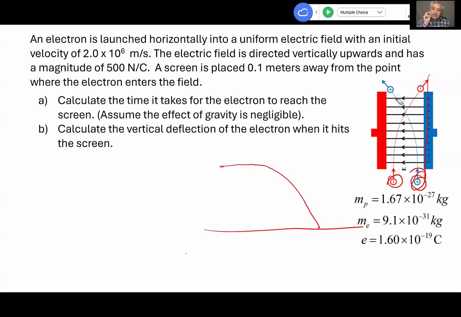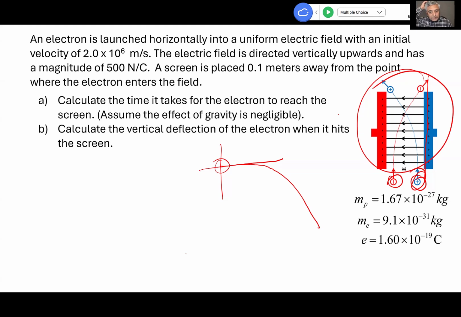So when we threw a rock in the air, the path looked something like this. And we said, okay, that was projectile motion. So basically, this is also projectile motion. This is also projectile motion.